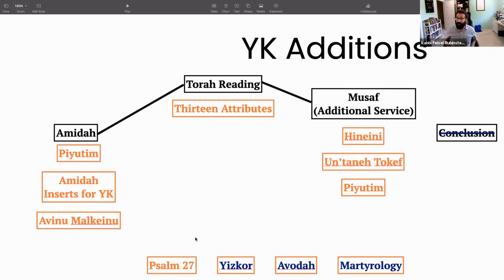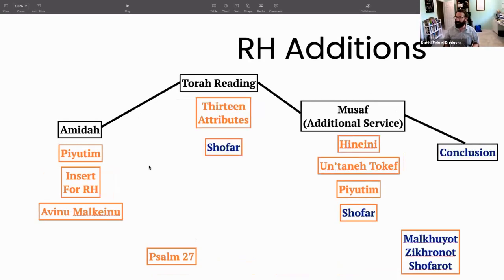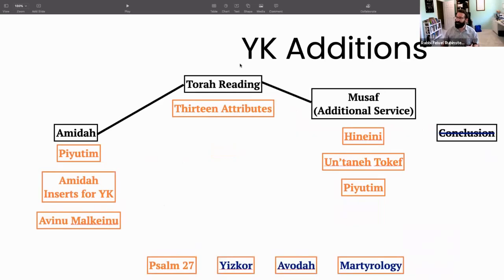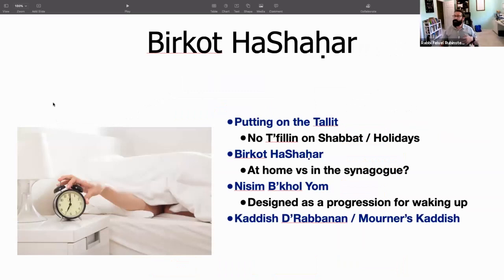There is a request for my color coding here. Yes, I apologize for that. Orange means it's new, it's specific to Rosh Hashanah and Yom Kippur. So in both of these charts, if it's in orange, it's going to be on both Rosh Hashanah and Yom Kippur. If it's in blue, it's specific to that day. So this here, the title says Rosh Hashanah additions. The blue are just Rosh Hashanah, not Yom Kippur. The slide that says Yom Kippur additions, the blue are just Yom Kippur, not Rosh Hashanah. So hopefully that helps. So let's go through it.